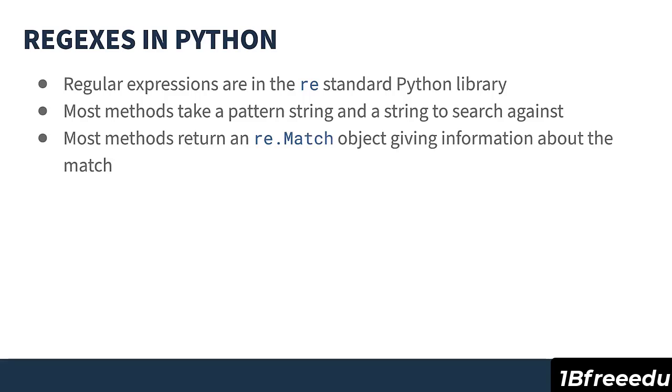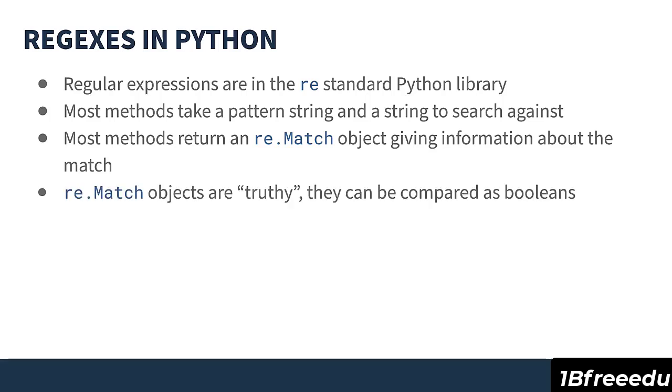The result is usually a match object. This match object gives information about the match, whether or not a match happened, and what portions of the string matched the result. Match objects are truthy. That means they can be compared as booleans, so you can use a regular expression method that returns one of these objects and then compare the object in an if statement to see whether or not a match happened.